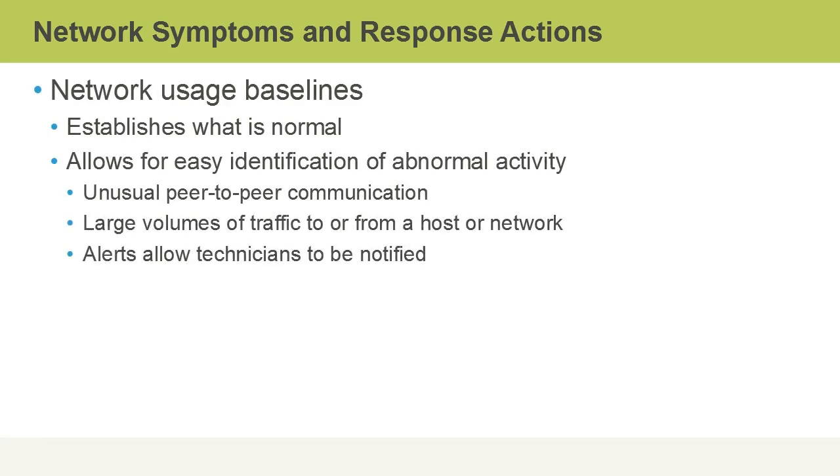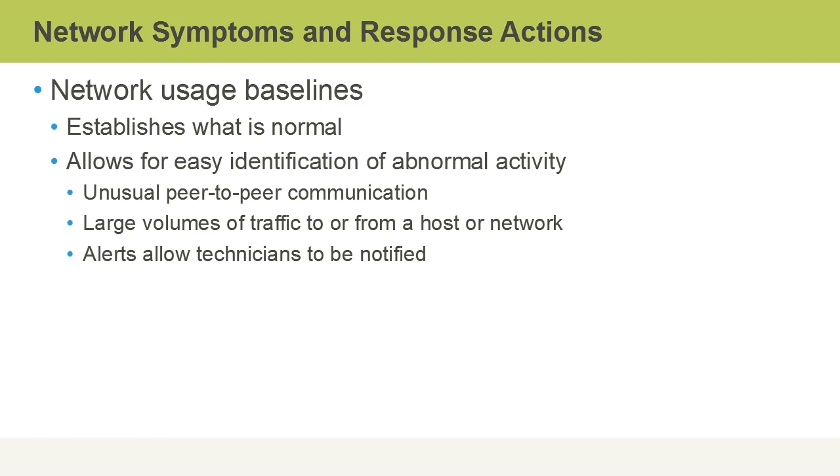So network usage baselines then establish what is normal. And what you might even do is use a packet capturing tool to capture traffic during normal business hours over time, perhaps a week, and then calculate statistics for the normal network load, number of packets in and out, the type of traffic on the wire, and so on. So this allows for easy identification then of abnormal activity, like unusual peer-to-peer communication, which could be indicative of a worm propagating itself over the network.